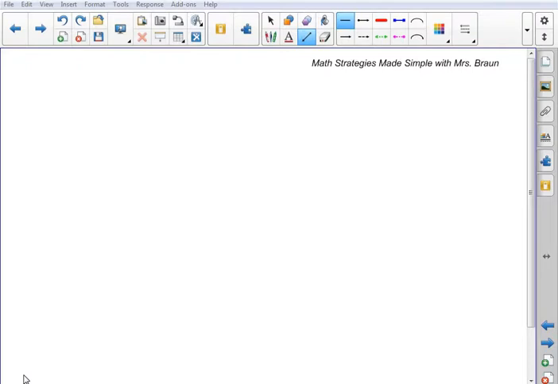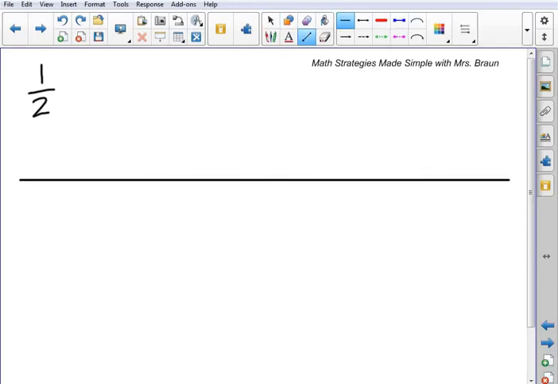Today we're going to be looking at a way to find equivalent fractions on number lines. And so let's take a look at this fraction 1/2. The first thing that I'm going to do is draw a number line so that I can represent 1/2 on my number line.